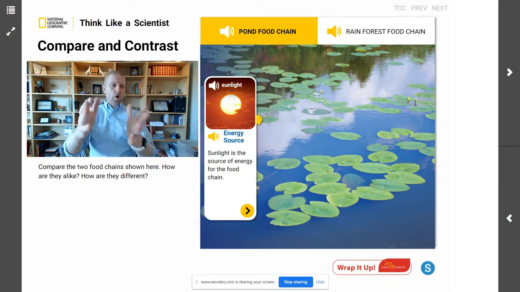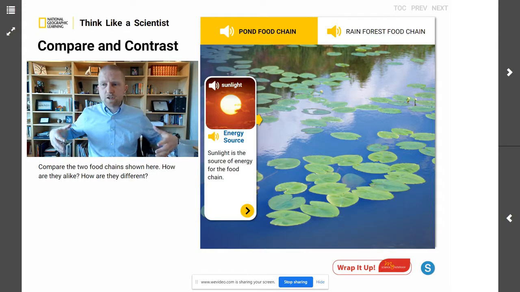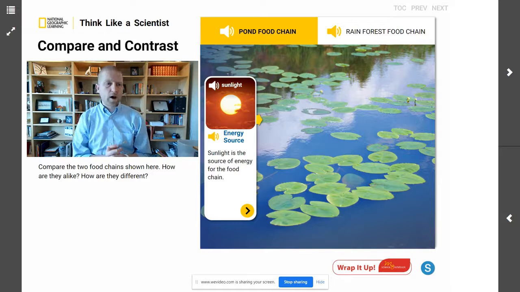So you're going to compare the food chains shown here, and you're going to answer the question, how are they alike and how are they different? So again, let's just start with our food chain for the pond.